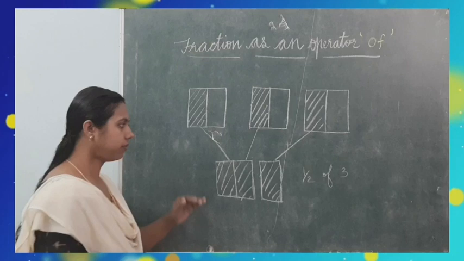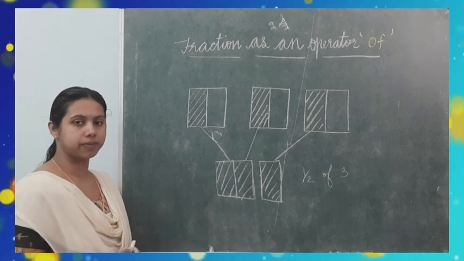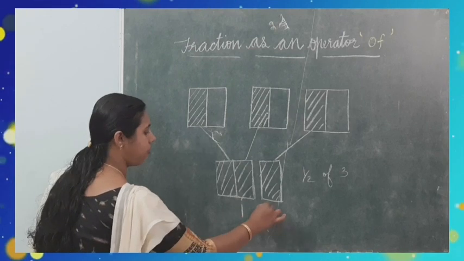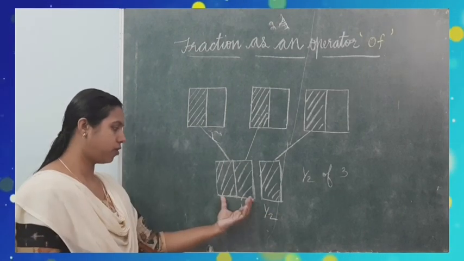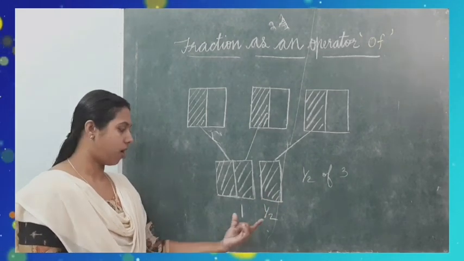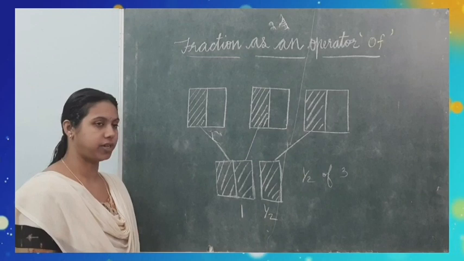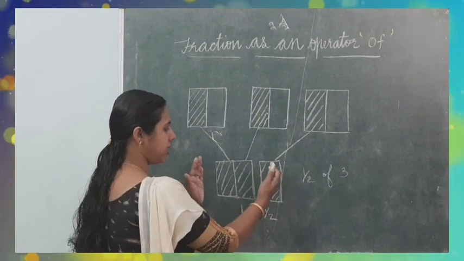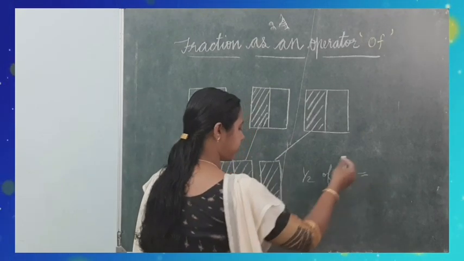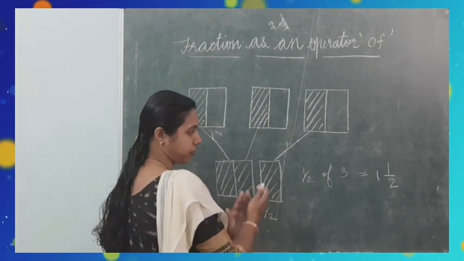That means when you compare 3 shaded portions or 3 shaded parts, it represents 1 and 1 by 2. 1 full square we will get, and 1 half part also we got. So 1 and 1 by 2. 1 and a half portions represents the fraction 1 and 1 by 2. So half means this is the half of 3 squares. So half of 3 means it's 1 and 1 by 2: 1 full square and 1 half square.